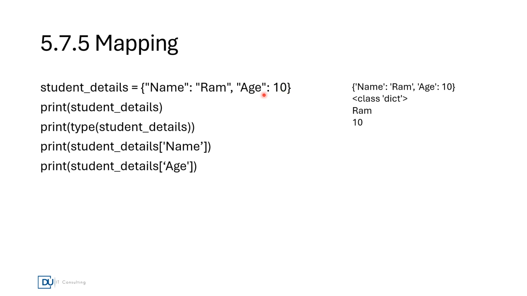And then when we try to print the student details, we get this. When we try to print the type of the student details, we get dictionary. And when we try to print the student details and pass in the key name, we get the value Ram. Similarly, when we try to pass in the key age, we get the value 10.